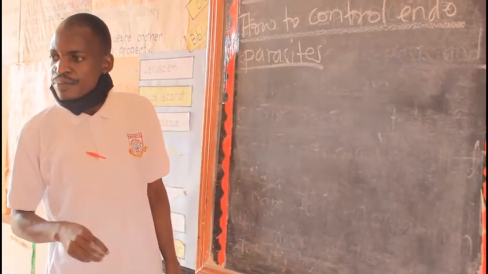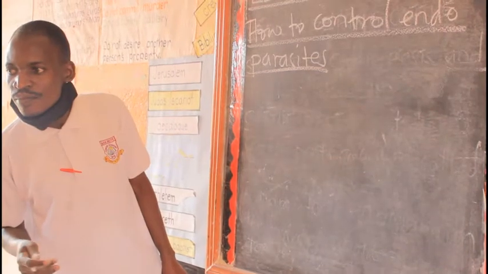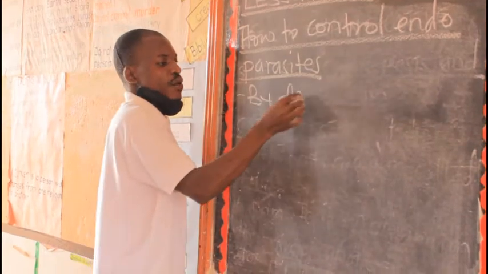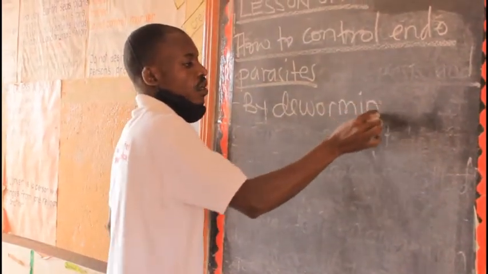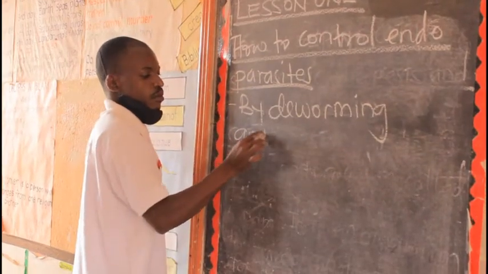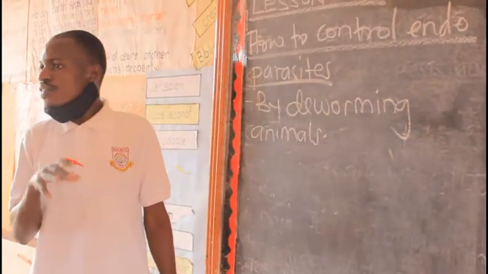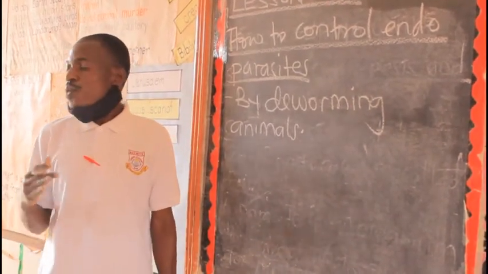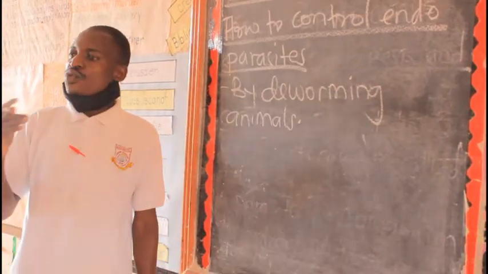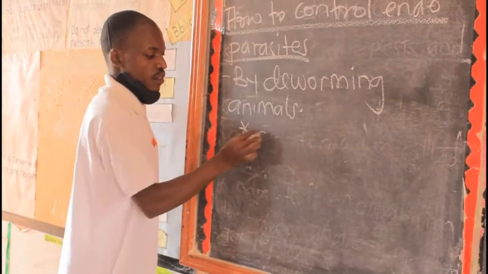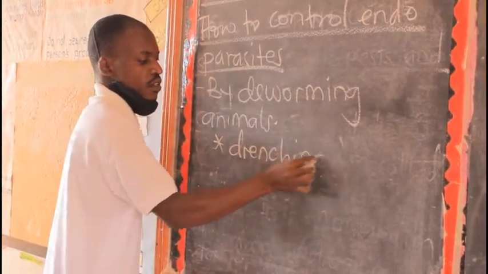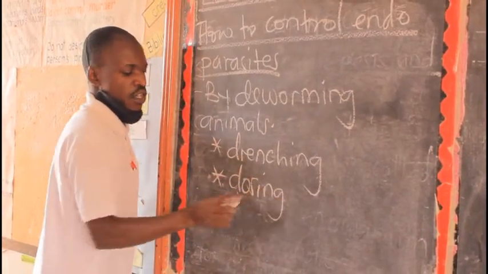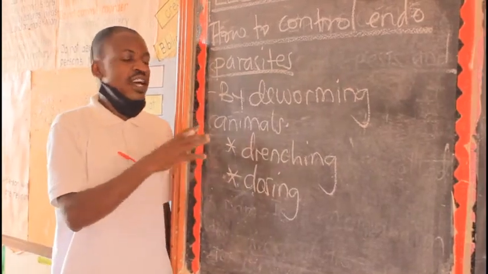Yes, Magan? Good. So you say that by deworming animals. We can deworm these animals. Deworming is done in two ways. Let's say when you look at activities that take place on the farm, we talked about deworming. And deworming is done in two ways. One is by drenching, and another one is by dosing. So these are the two ways we can deworm the animals.